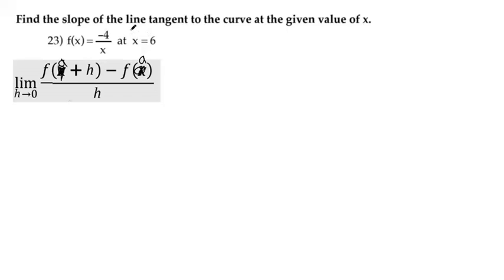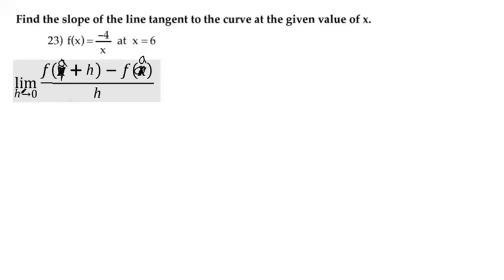They want the slope of the line tangent to the curve at this given value of x. So a tangent is an instantaneous rate of change. In other words, it's a slope at one point instead of trying to find the slope between 2 points. So to do that, we need the limit definition of the derivative.